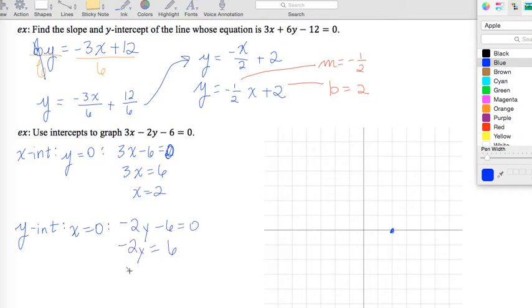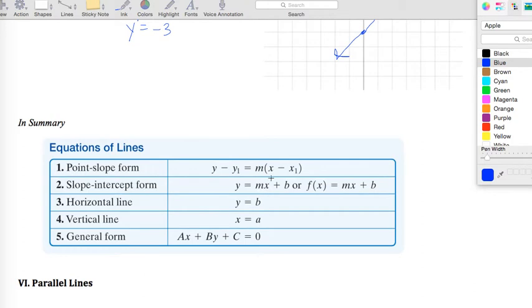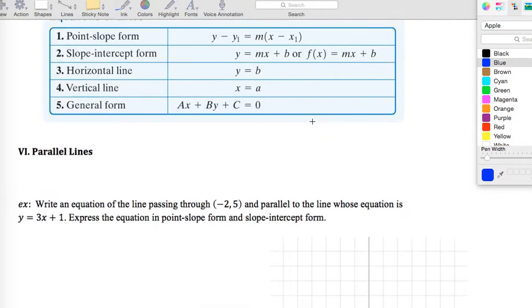So negative 2y equals 6, and y is negative 3. And then there's 2 points in the line, and you can just sketch in the line. You don't even have to compute slope or anything. So in summary, here's all the different forms for the equations of the line.